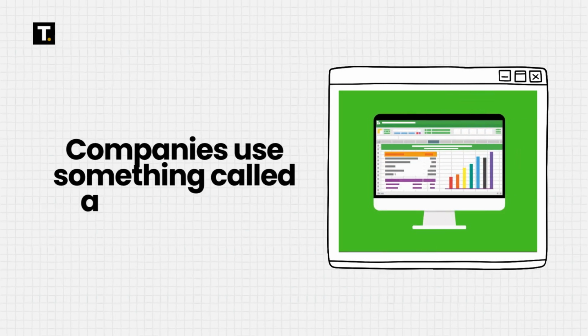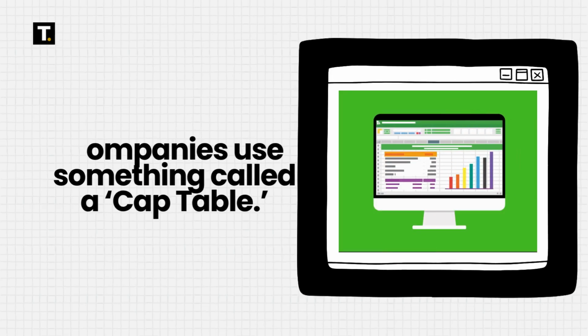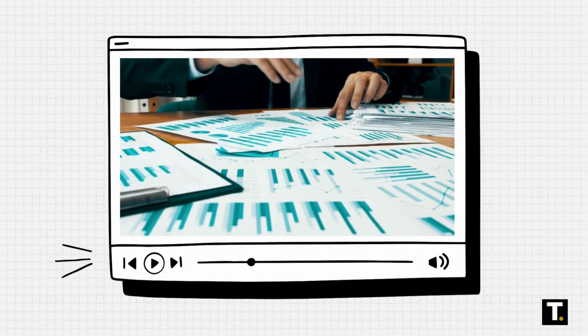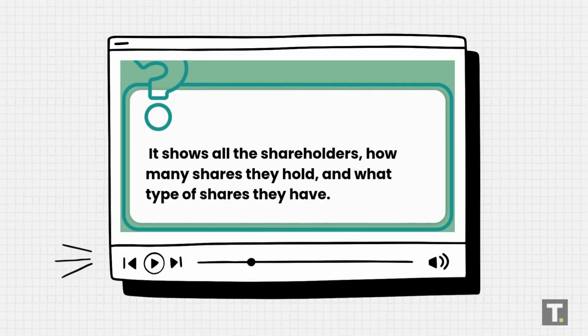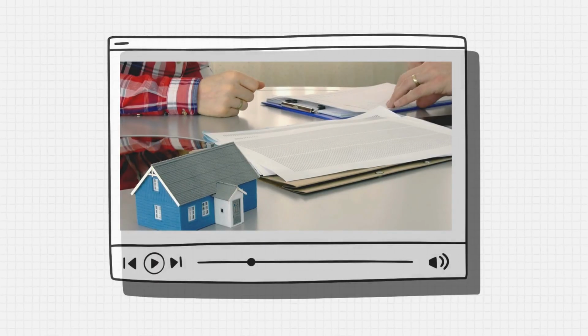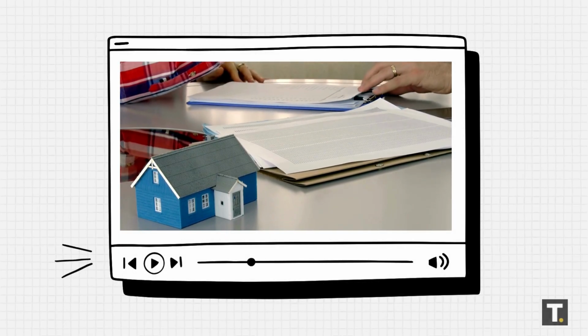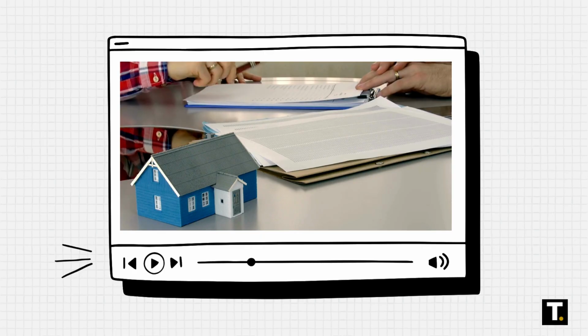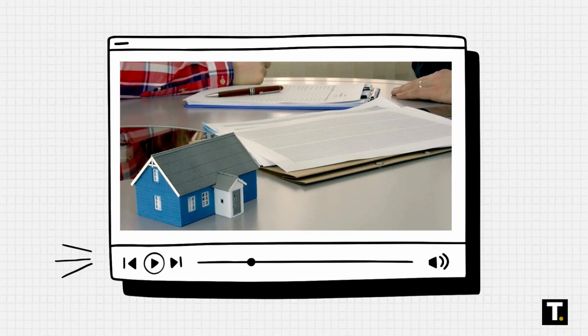cap table. A cap table, short for capitalization table, is basically a record of who owns what in a company. It shows all the shareholders, how many shares they hold, and what type of shares they have. With it, you are able to track everything in one place. It helps founders, investors, and employees see how ownership changes over time.